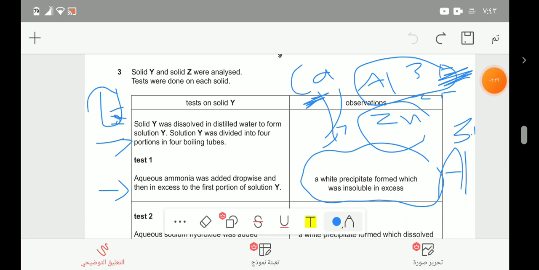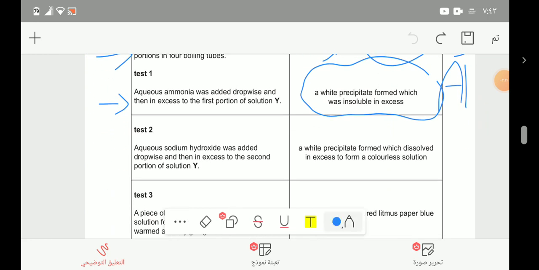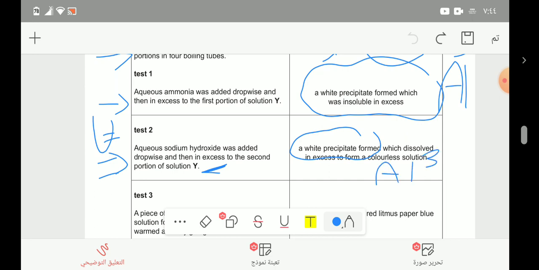Aluminum has a valency of 3, Al positive 3. Let's move to test 2. Aqueous sodium hydroxide was then added dropwise, drop by drop, and then in excess to the second portion. What happens when we add sodium hydroxide to the second tube containing solution Y? A white precipitate formed, which dissolved in excess. This confirms that it could be aluminum, because aluminum will dissolve in excess.